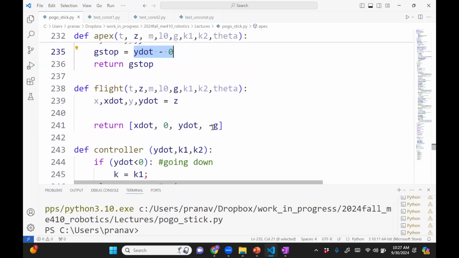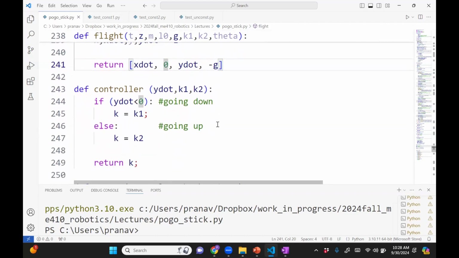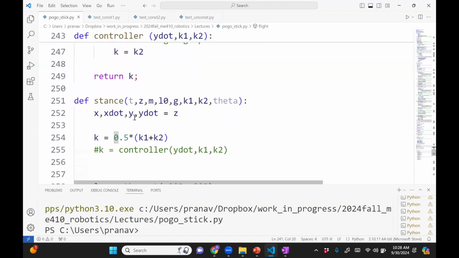Then the flight phase equations are x double dot 0, y double dot minus g. The 0 here means that there's no acceleration in the horizontal direction. The minus g means there's an acceleration of minus g in the vertical direction. I'll skip the controller for now. I'll show that to you in a bit.